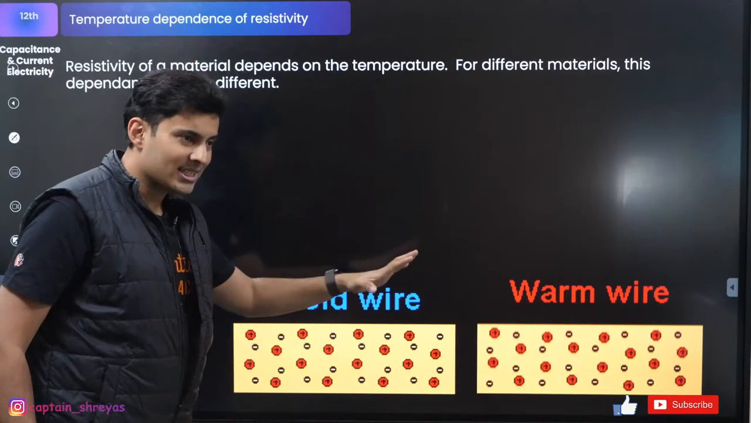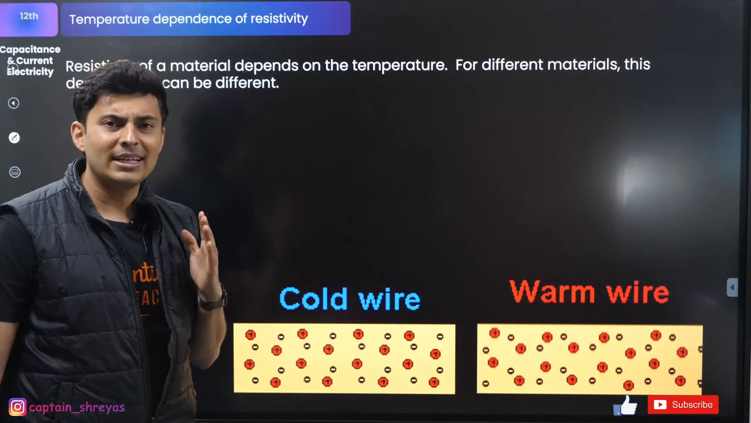And that is, does temperature change the resistance? The answer for that is yes.